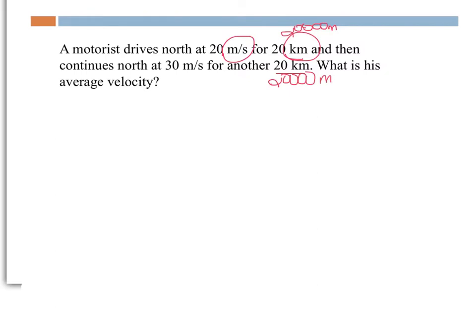So our definition of average velocity is a change in position over a change in time. Displacement over time. So here our displacement is 40,000 meters. So we can go ahead and write that part in. 40,000 meters. But we don't know what our total time is. So this is something that we need to calculate before we can solve for our average velocity.